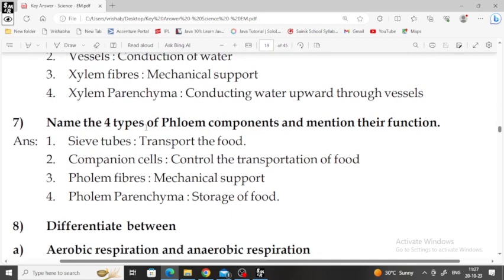Then name the four types of phloem components and mention their functions. Sieve tubes, transport of food. Companion cells, control the transportation of food. Phloem fiber, mechanical support. Phloem parenchyma, storage of food.